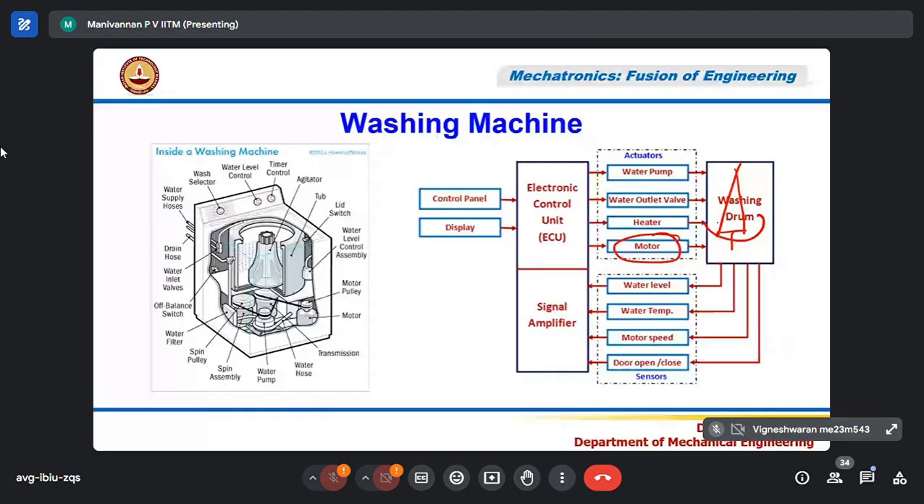Now rinsing is over. The rinse water also removes any remaining dirt, and the water will be drained out. After that, if it is a fully automatic machine or a semi-automatic machine, the water is completely removed, but just drained only.